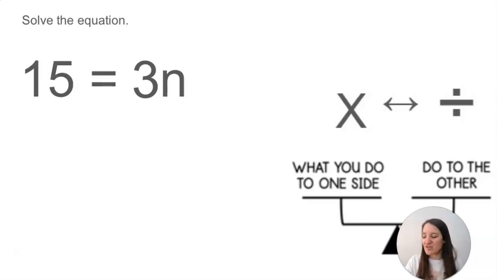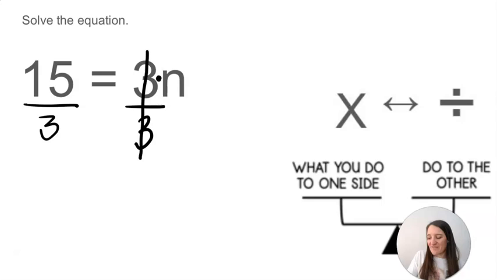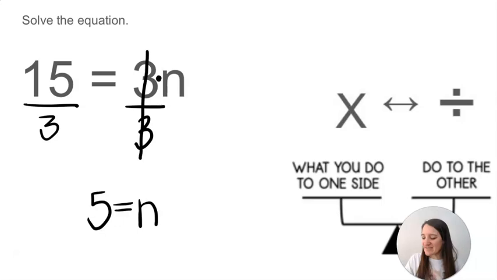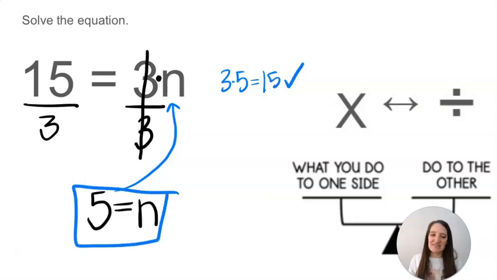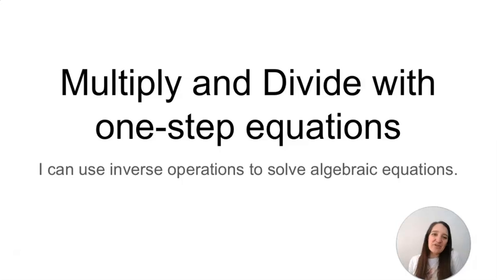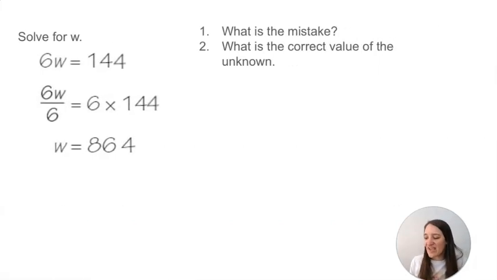All right, last one for you to do, and it is a division. Nope, it's times. 3 times n equals 15. So we're going to divide. We're going to do the opposite, and those will cancel out, won't they? Then I'm going to make sure that I do it on the other side as well. 15 divided by 3 is 5. If I replace n with 5, does 3 times 5 equal 15? Yes, it does. So I know that that is correct. That is how you are going to solve one-step equations using multiplication and division.